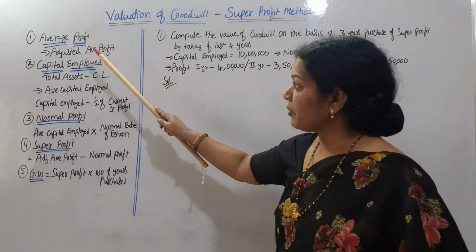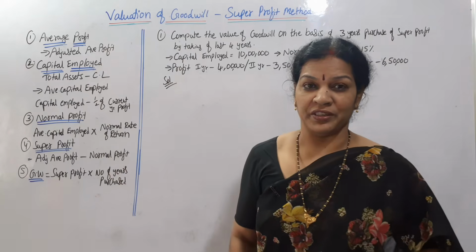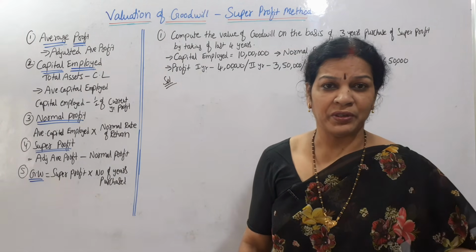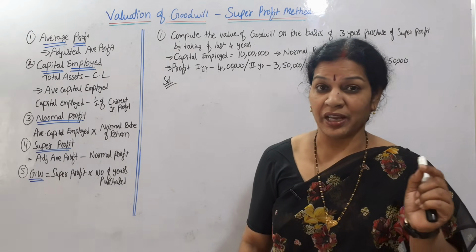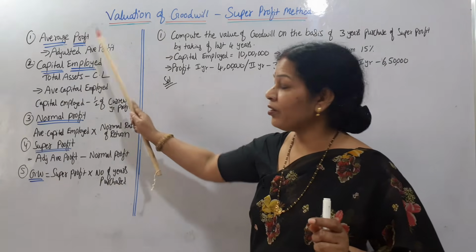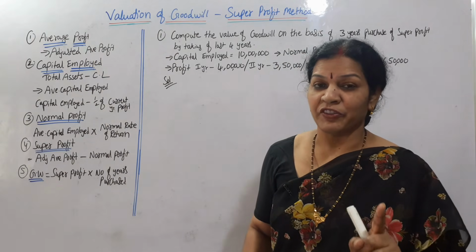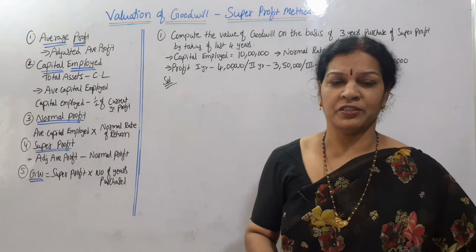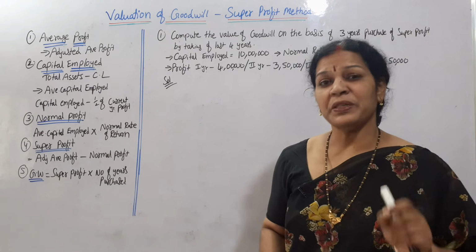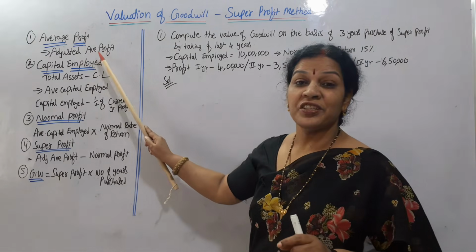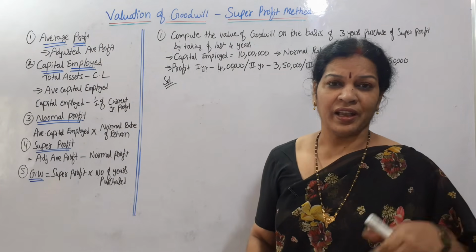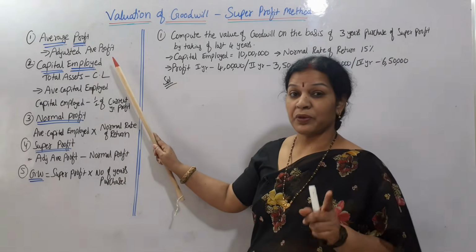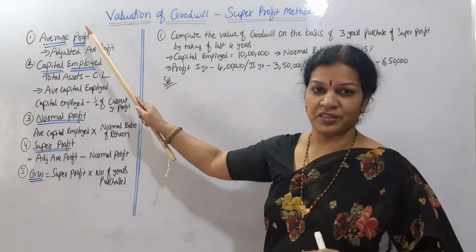To get the super profit, one thing is that we need the average profit. Even in the average method, simple average or weighted average method, we have done the same thing. Average profit we have calculated. Here also we are preparing average profit first. Average profit means all the profits divided by the number of years, isn't it? And if any adjustments are there, then we have to go for adjusted average profit, as we have done in the previous problems also. Adjusted average profit if any adjustments are there, otherwise this is enough.